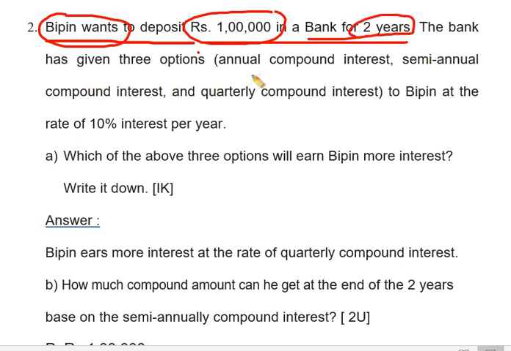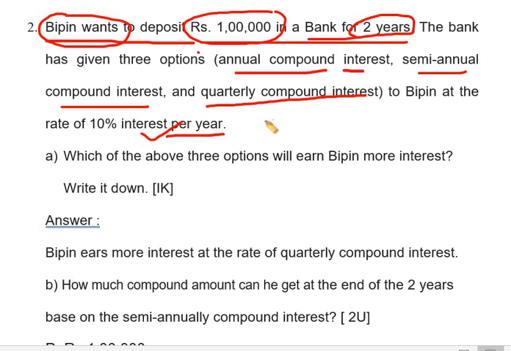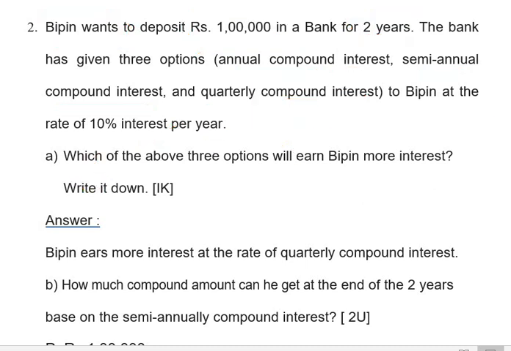The bank has given 3 options: annual compound interest, semi-annual compound interest, and quarterly compound interest, at the rate of 10% per year, or in other words PA, per annum. Now the question asks, which of the above 3 options will earn Bipin more interest?